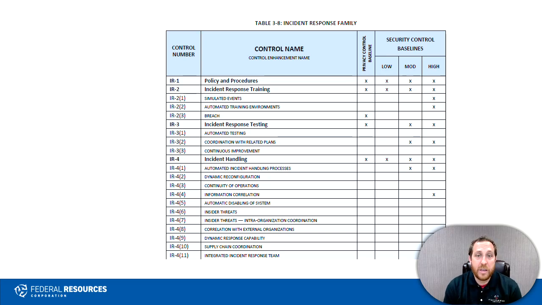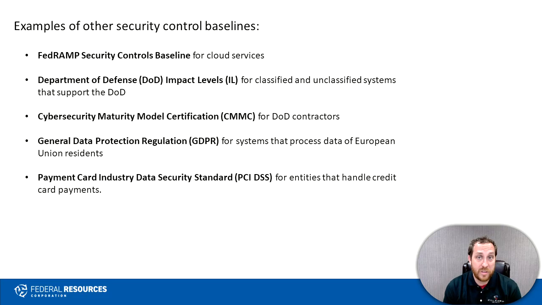Now, other security control baselines exist beyond just these 3 from NIST. FedRAMP has its own baseline tailored for cloud services, and the Department of Defense has its baselines. Others are provided by the European Union, and there's special baselines if you're a company that, for example, handles credit card payments. Often, all of these baselines use the controls defined in 853 as its subset.